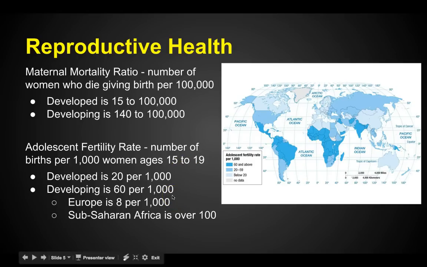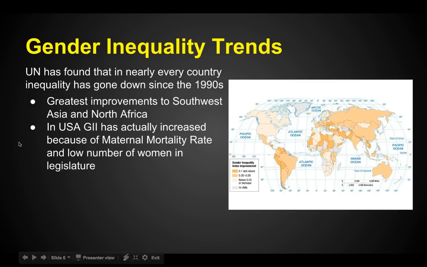In Europe, that number is only about 8, which is pretty low. In sub-Saharan Africa, of course, the number is huge. It's over 100 because we're not treating women equally. We're not having infrastructure or education about pregnancy. We're not using birth control methods. So this is a big, big factor in looking at equality: the gender inequality, and the trends that go along with it.